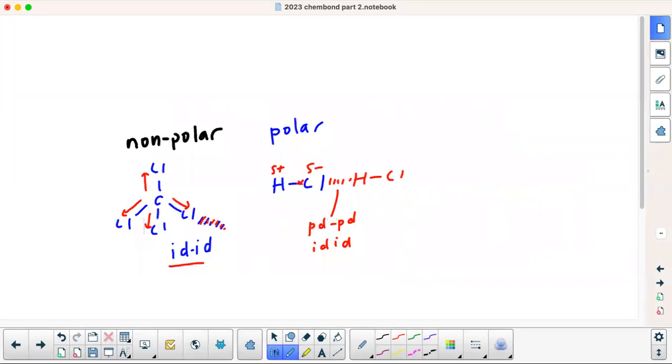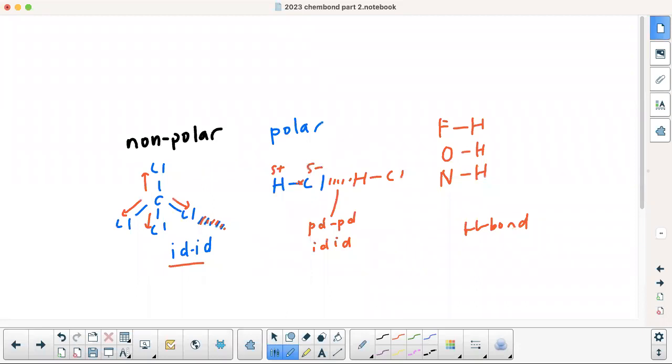The last one that we're going to learn is what I call hydrogen bond. So how do I have a hydrogen bond? Again, the H must be attached to an F, O, or N. So this is the main criteria. This is a very, very important criteria. The hydrogen must be attached to F, O, or N.